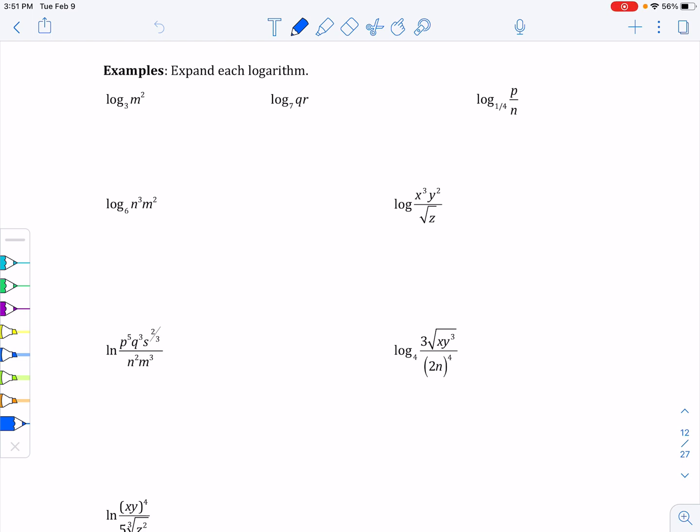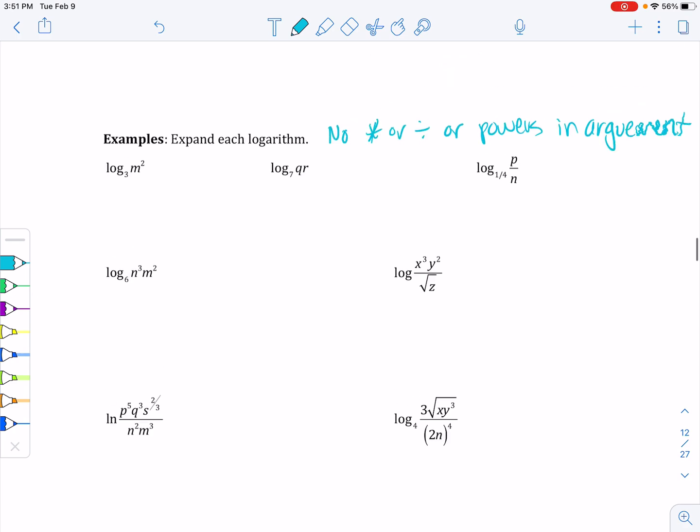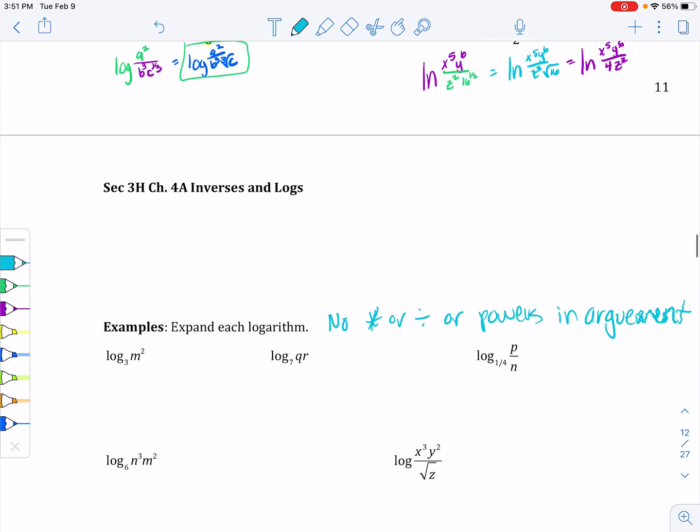We've looked at how to condense logarithms. Now we can go the opposite direction and expand logarithms. So when you're expanding logarithms, that means that there is no multiplying or dividing or powers in the argument. Okay. And then condensing, I guess we can just write this right here.